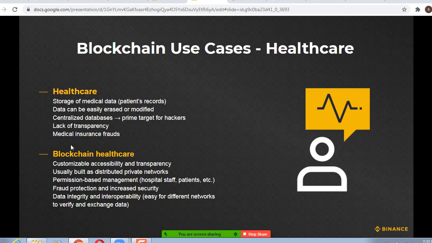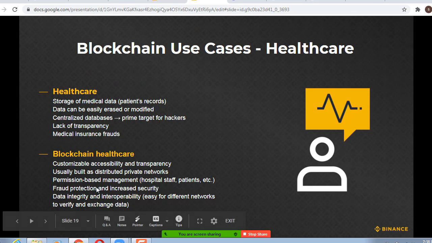Now, if you look at the blockchain healthcare system, number one, you see that it is customizable, accessible, and transparent. Usually built as a distributed private network. Like I said earlier, it's a private blockchain. So therefore, any staff and patients can have permission to access the blockchain. Now, it offers fraud protection and increased security. You cannot just hack it because it's built on the blockchain technology. That leads to data integrity, and you cannot interrupt it. That means you cannot erase a patient's data.